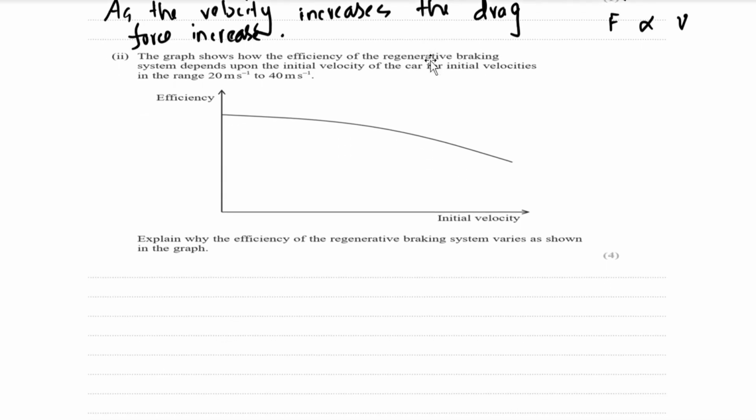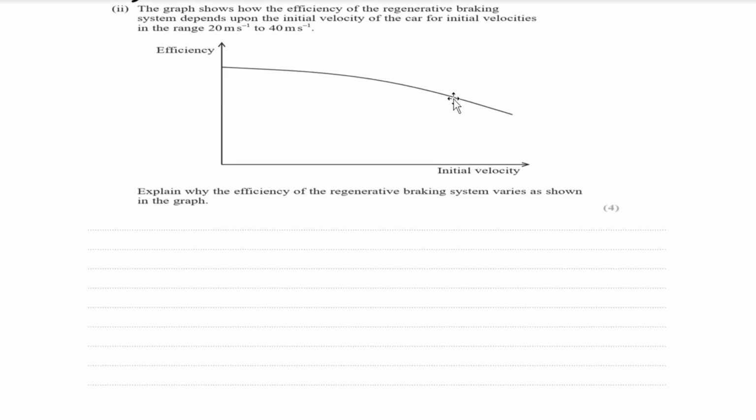Now question number B2. The graph shows how the efficiency of the regenerative braking system depends upon the initial velocity of the car. For the initial velocities in the range 20 meter per second to 40 meter per second, efficiency decreases with increasing initial velocity. Explain why the efficiency of the regenerative braking system varies as shown in the graph.